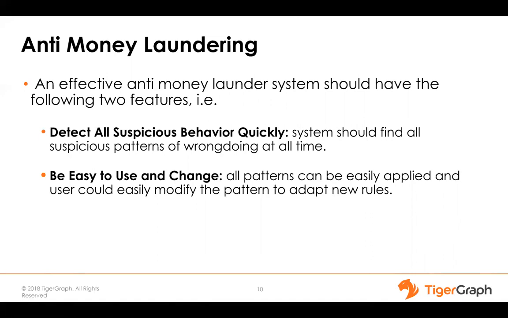So that means that you need a real-time system to find those suspicious behaviors. Another feature you need is to be easy to use and change, because all patterns need to be easily applied, and users could easily modify the patterns to adapt to new rules, because those patterns change accordingly. You have rules, and those money laundering patterns might change. So on the money laundering side, you also need tools that can easily model your previous pattern to adapt to new patterns. So that's why TigerGraph can help you build such an effective anti-money laundering system.